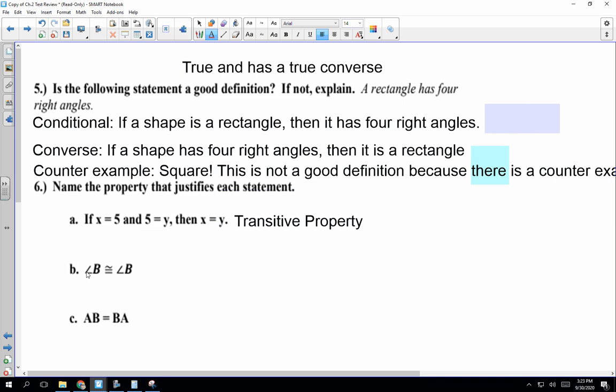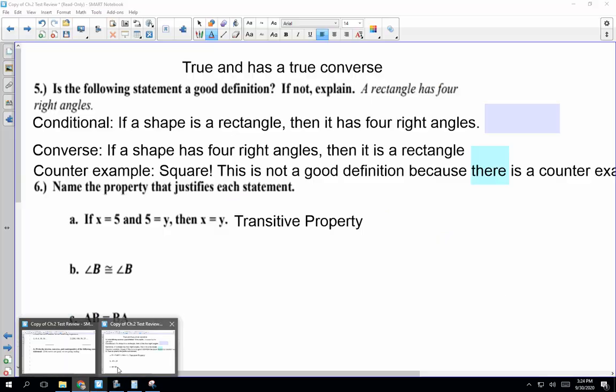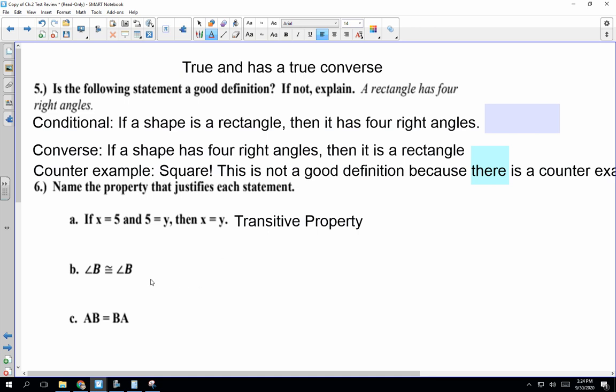Now we look here, it says angle B is congruent to angle B. We look back at our notes and ask, which one of these has just the item equal to itself? Oh, that's right here, only 1 item. It's the reflexive property. You guys, I'm hoping you will use your notes as a reference. I'm not asking you to have everything memorized.